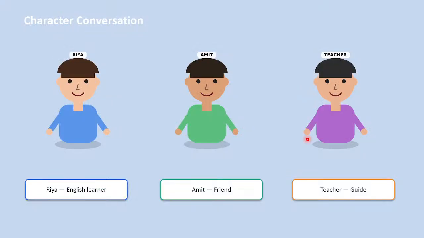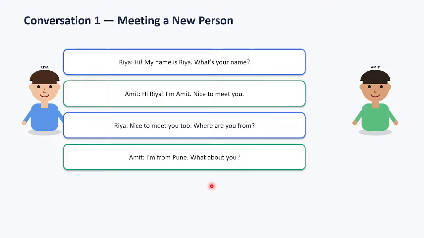Okay, let's move ahead. Now we are moving ahead to the character conversation. Ria is the English learner, Amit is the friend, and teacher is here. So let's see Amit and Ria. So conversation is here. Meeting a new person. If you are meeting a new person, what will Ria say?